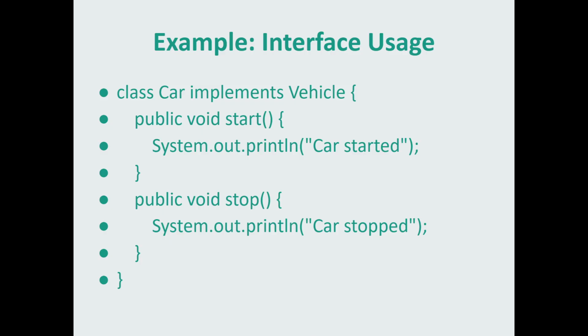Now let's look at the interface example. We have a class Car that implements the Vehicle interface. It provides its own implementation of the start and stop methods. This allows us to define a contract through the interface, and each class can implement it in its own way, whether it's a car, bike, or even a drone.